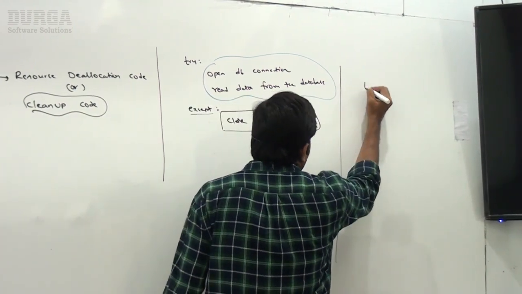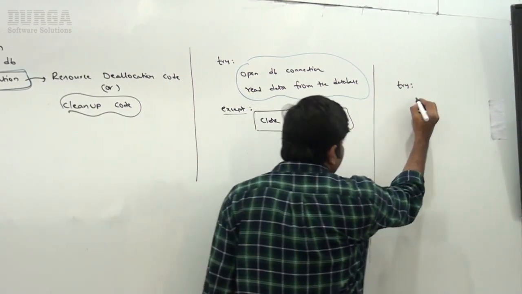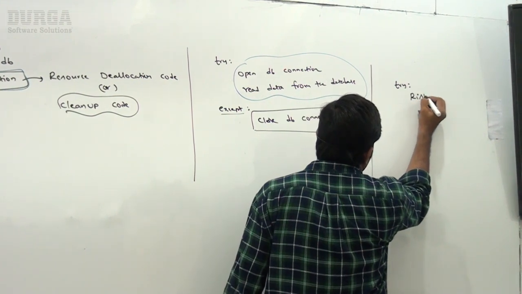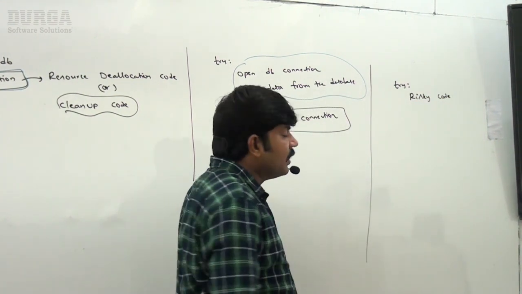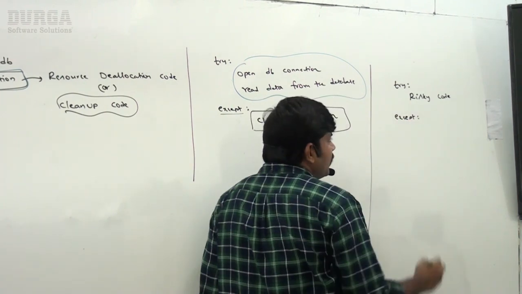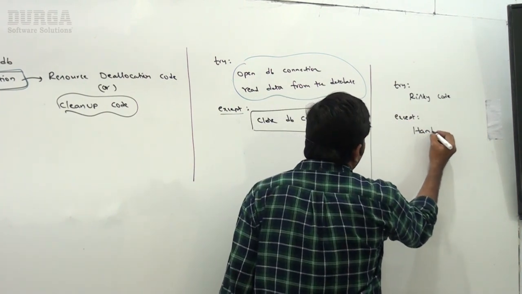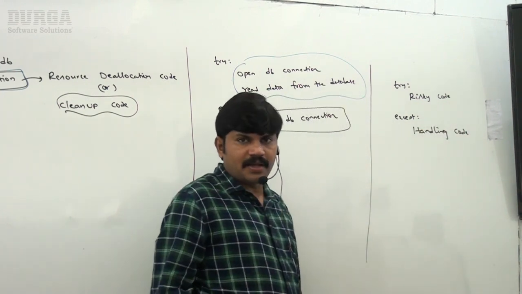Here, try. Okay. Next up, within the try, which code do we have to take inside the try block? Risky code. Next, except. Inside the except block, which code do we have to take? Handling code.